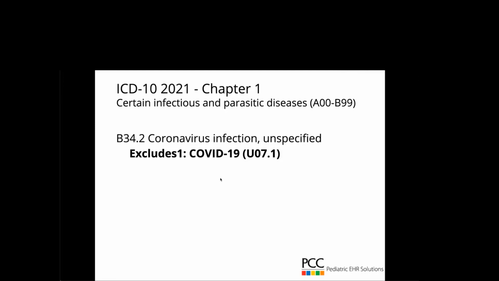So logically, B34.2 now has an Excludes1 note, which means these codes should never be billed together. So in a case where you have both of those in place, you're going to want to do a bit of digging, confirmation, make sure whether it is for sure COVID-19, and select the appropriate code based upon that.